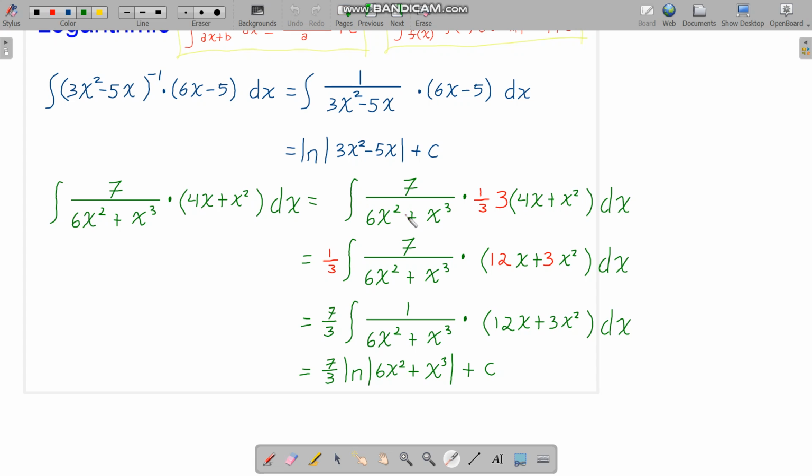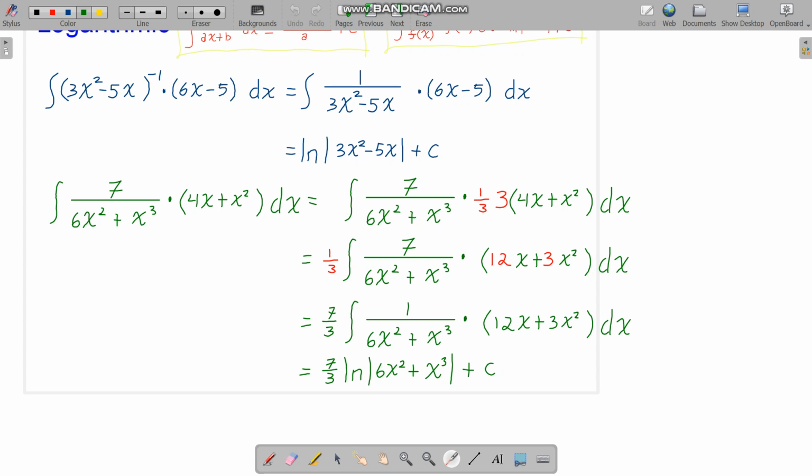So we can adjust the equation here by manipulating. We multiply by 3 and then we also divide by 3, so we are not changing the value. Now we can move the 1 over 3 outside the integral because it's a coefficient. Now just expand 3 times 4x, 3 times x squared, we get 12x plus 3x squared. And as you can see, this happens to be the exact derivative of 6x squared plus x cubed. So now you can also move the 7 out of the integral here.